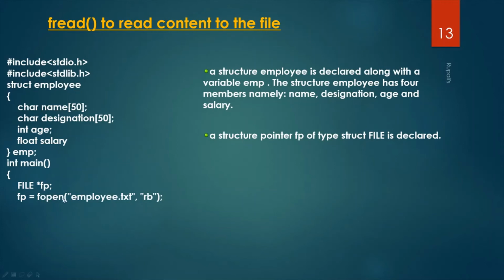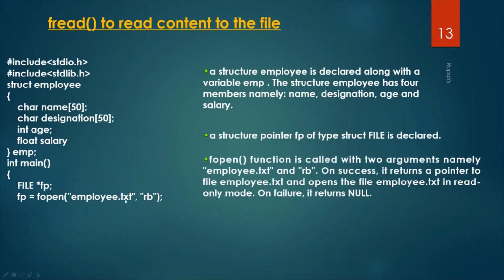Now see, I want to open the file employee.txt in read mode and in binary format. So you have to write within double quotes employee.txt and within double quotes "rb". The fopen function is called with two arguments, namely employee.txt and this "rb". On success, it returns a pointer to the file employee.txt and opens the file in read-only mode. On failure, it returns NULL.